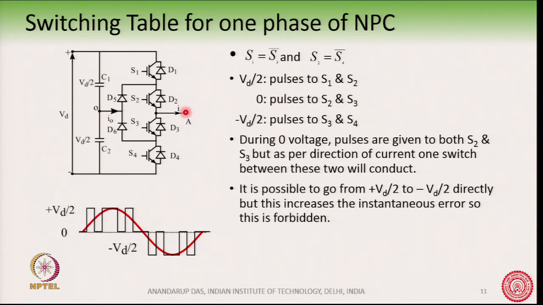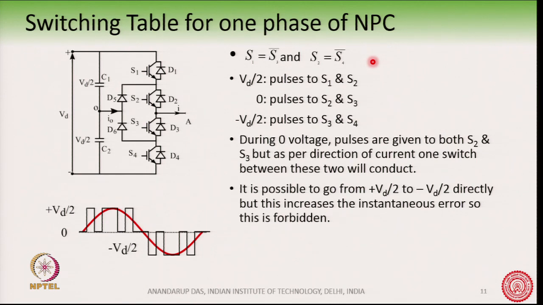If I want to get minus Vd by 2 voltage, give a high pulse to S3 and S4. And then if I is positive, D3 and D4 will conduct; if I is negative, it will conduct this way. And under all operating conditions, we maintain that S1 is complementary to S3, and S2 is complementary to S4.